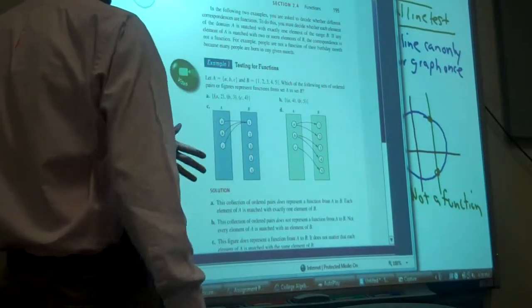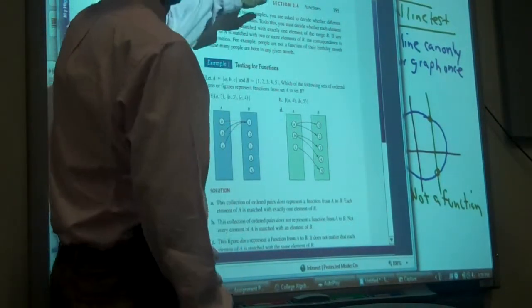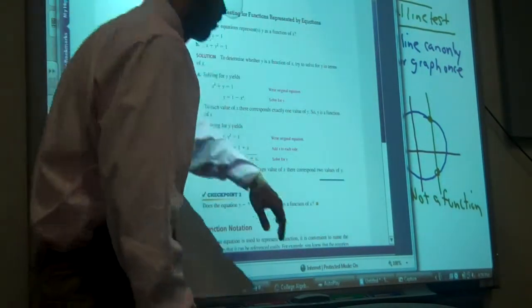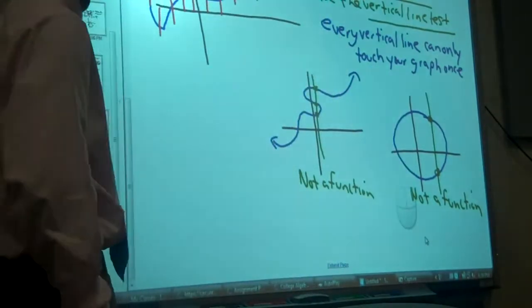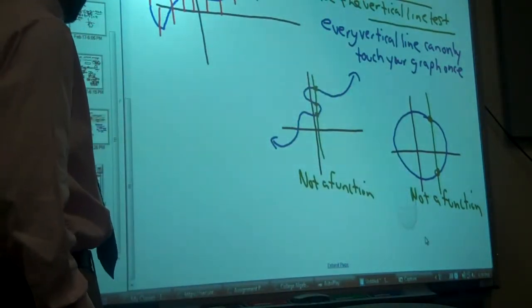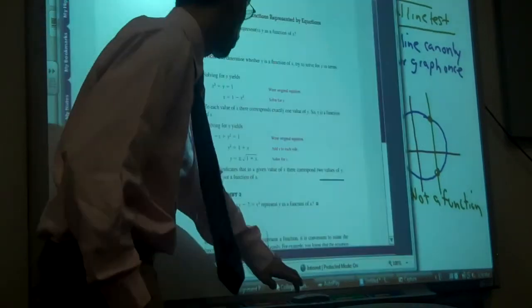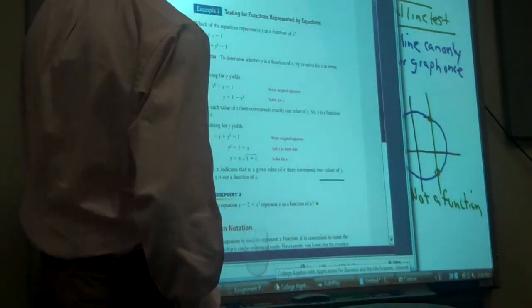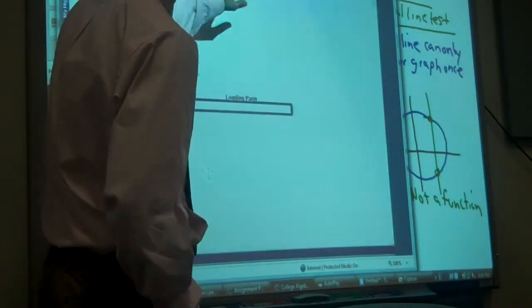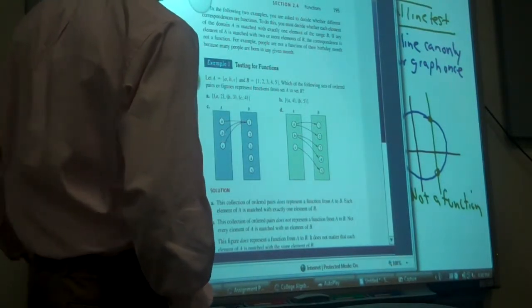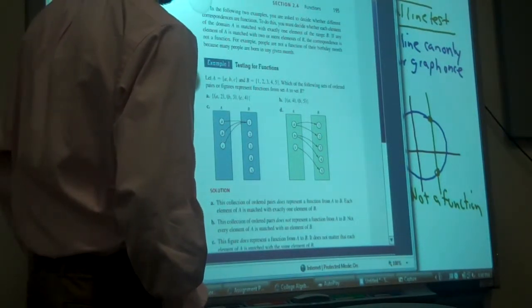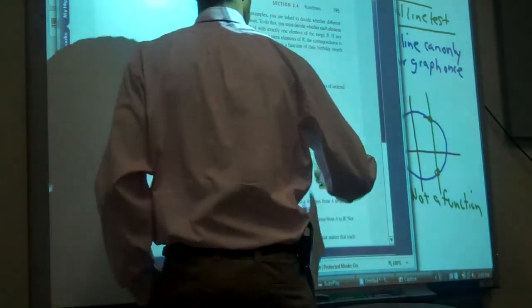So they give me some arrow diagrams. They want you to check and see if it's a function. Actually, I got a question. No, the page you brought up, 41. Yeah, the page before that. B, they said it's not a function. I don't quite understand how they arrived at that.